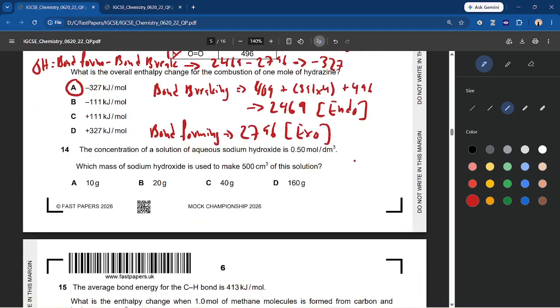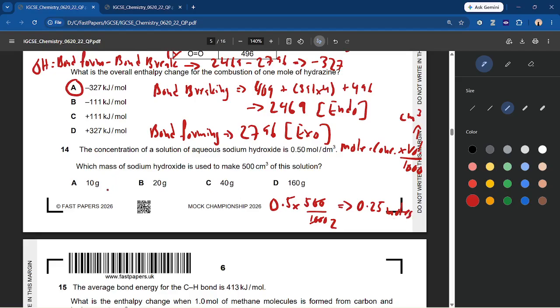All right. The concentration of a solution of aqueous sodium hydroxide is 0.5 mole per dm cube. Which mass of sodium hydroxide is used to make 500 cm cubed of the solution? So we have to calculate the moles. So moles is equal to mole concentration into volume divided by 1000. Remember, this is only if the volume is in cm cube. So this will be 0.5 into 500 by 1000. So this becomes half. So this will be 0.5 into 0.5, which is 0.25 moles.